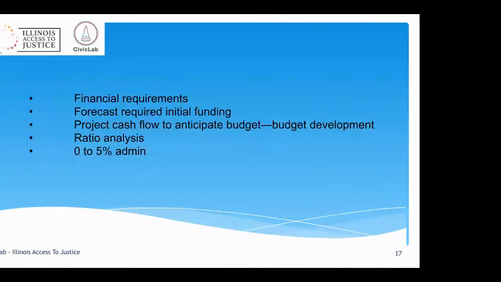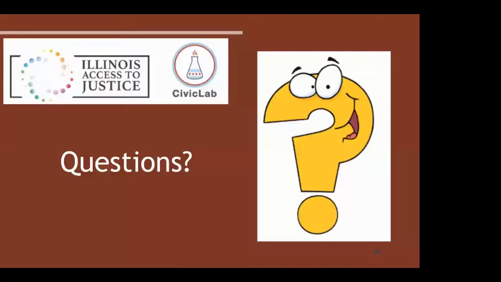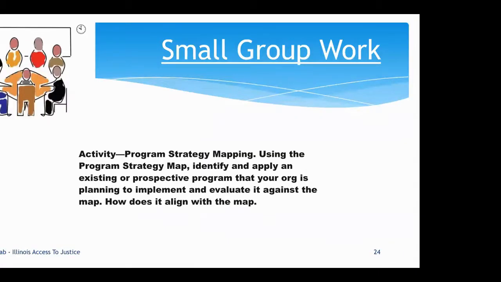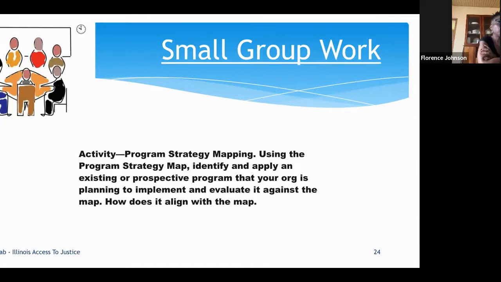I hope everyone got what we're trying to get across by talking through that. What we'd like to do now is have everyone do an activity based on that. Amma, could you go through and describe the activity? Sure. We're going to do a program strategy mapping, the exact same thing we just did. You're going to identify and apply either an existing or a prospective program that your organization is planning to implement, and evaluate it against the four quadrants of that map.